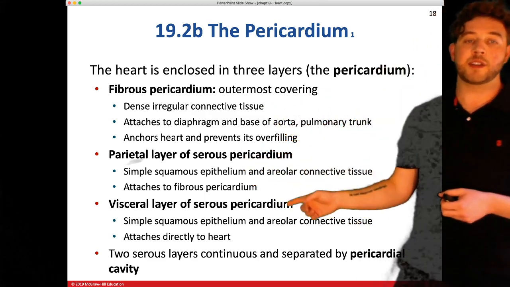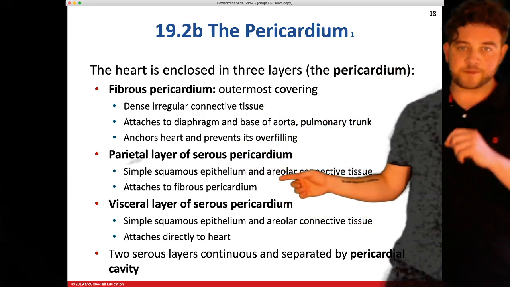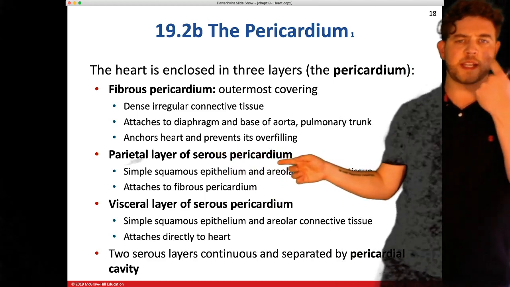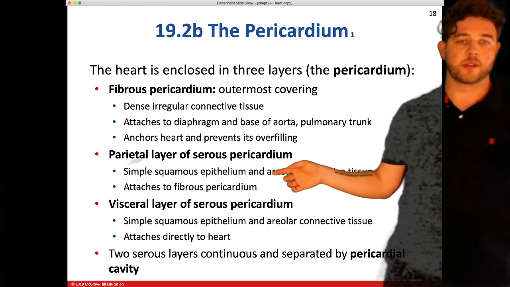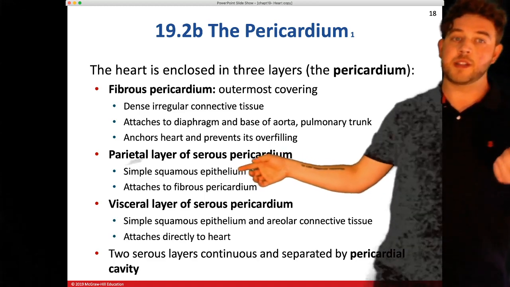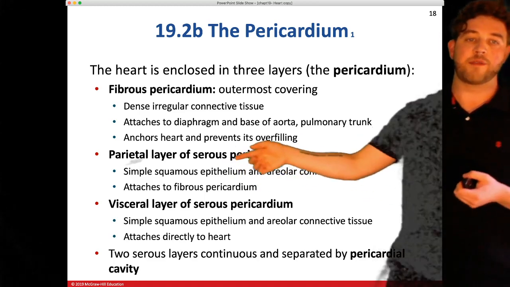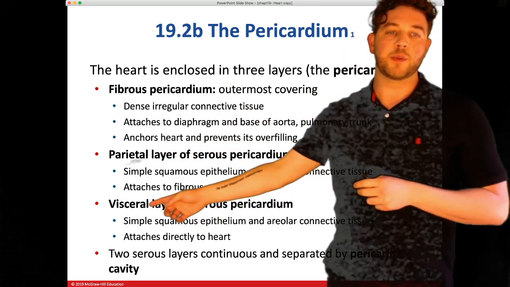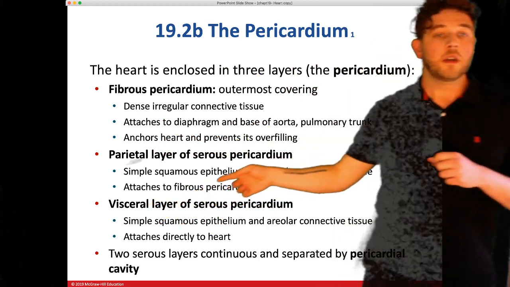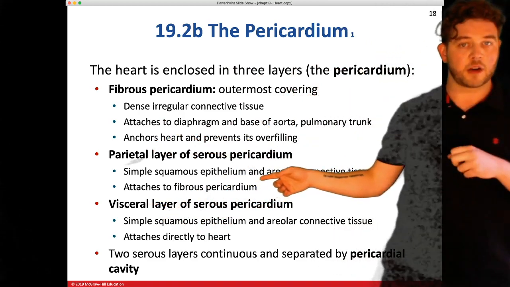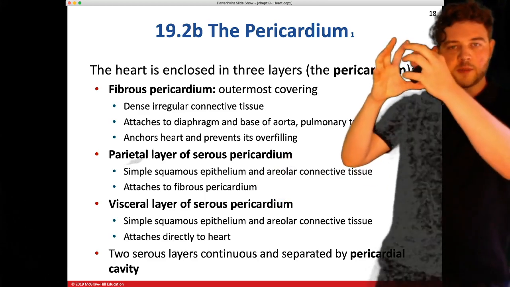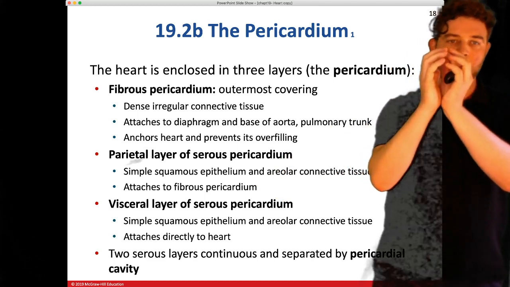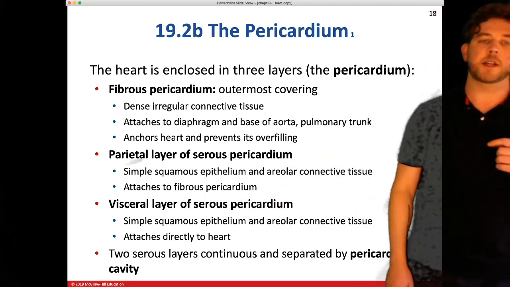Then you have your parietal and visceral layers of the serous pericardium. So remember, the serous membrane is an internal membrane. Your mucous membranes in your nose, your genitals, your rectum, those are the external membranes. Your serous membranes are internal. So you have the parietal layer, which is always going to be on the structures around it, and the visceral layer, which is always going to be directly attached to the organ. So the parietal layer attaches to the fibrous pericardium. You have the fibrous pericardium on the very outside, then just inside of that you have the parietal layer, and then just deep to that you have the visceral layer of the serous pericardium.